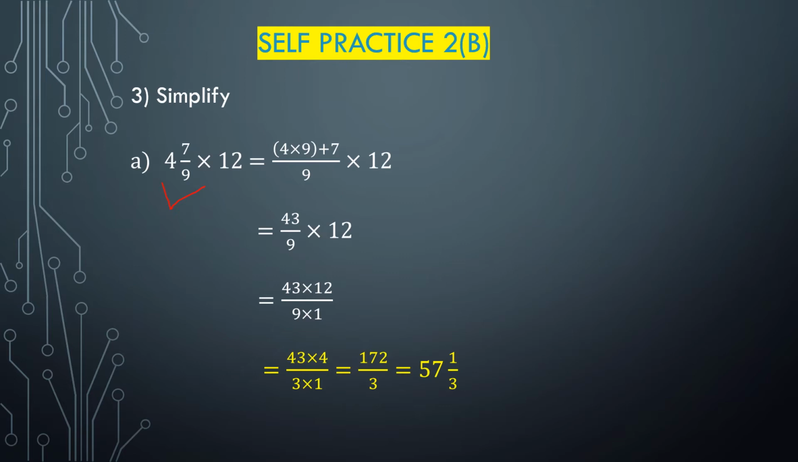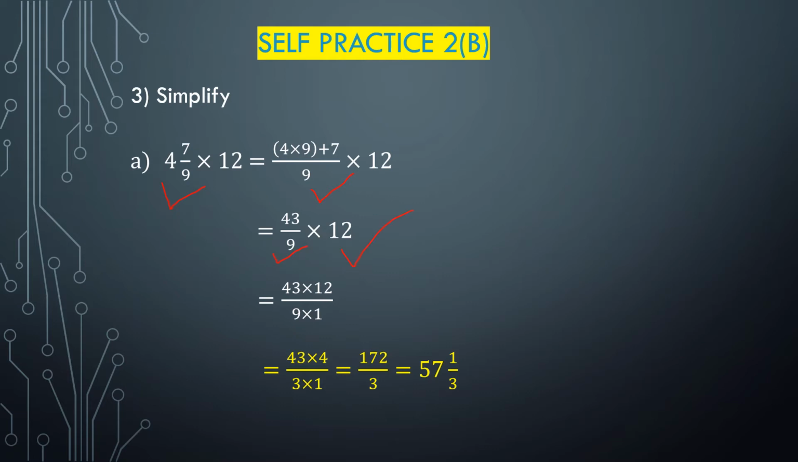So, converting the mixed fraction into an improper fraction, we multiply the denominator with the whole and add the result to the numerator, divided by the denominator. So multiply the denominator 9 with whole 4, 9 multiplied with 4 is 36, 36 plus numerator 7 divided by denominator 9. So 9 multiplied with 4 is 36, 36 plus 7 is 43, so we get 43/9 multiplied with 12.